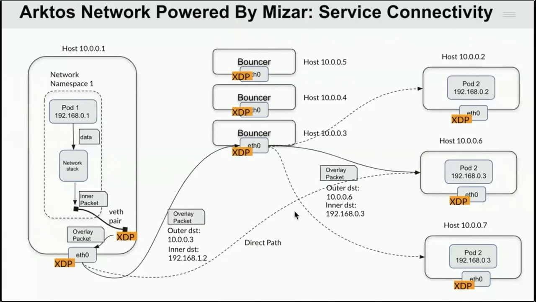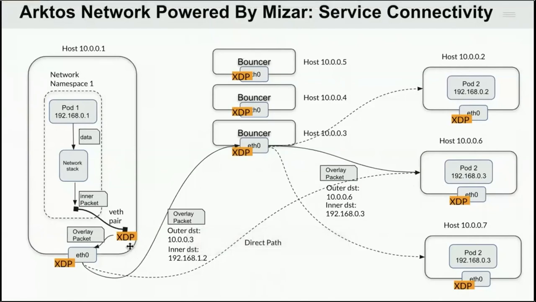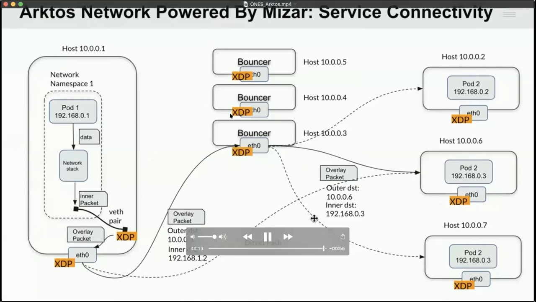The direct path also works here. After the first packet goes through this process, a cache item will be created on the source host. So the next time, the packet will be sent to this backend pod directly, instead of going through the bouncer again and again.